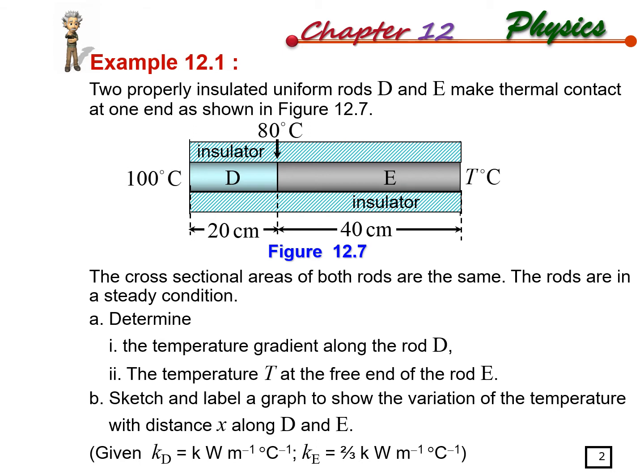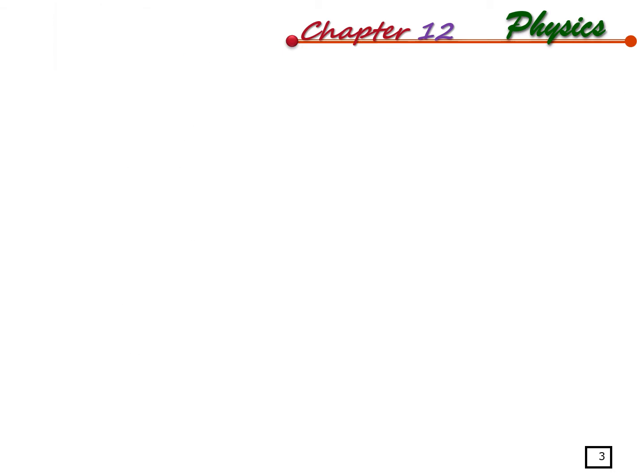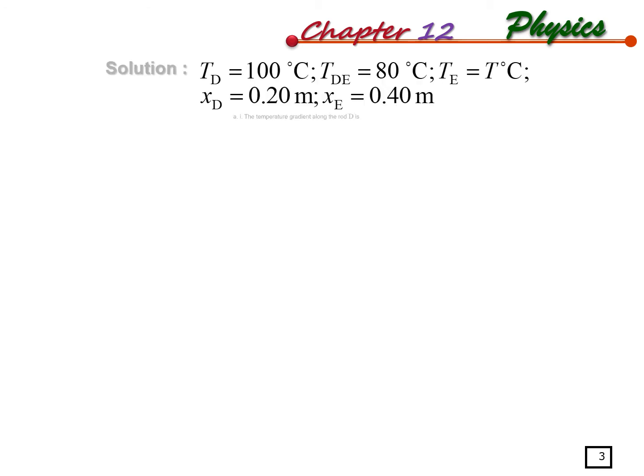Now let us look into this. The temperature at one end of D is given as 100, and at the junction DE it is given as 80. The temperature at the end of E, the final temperature, is unknown, so we just put it as T. The distance x in meters will be 0.2 for material D, and xd will be 0.4 for material E.